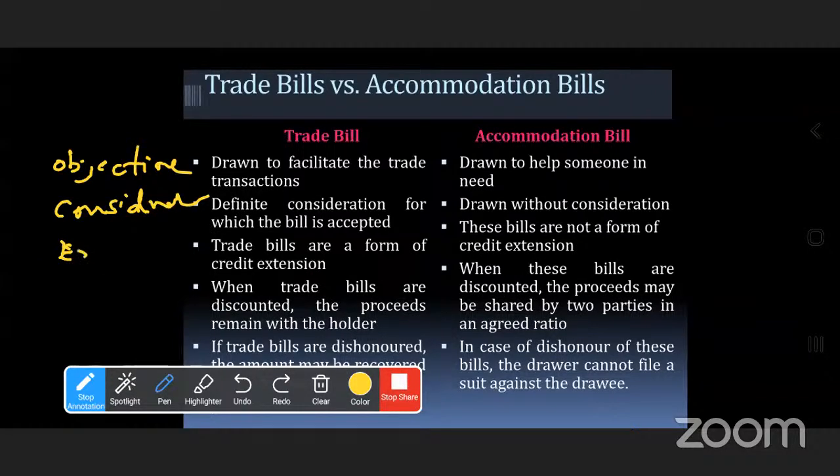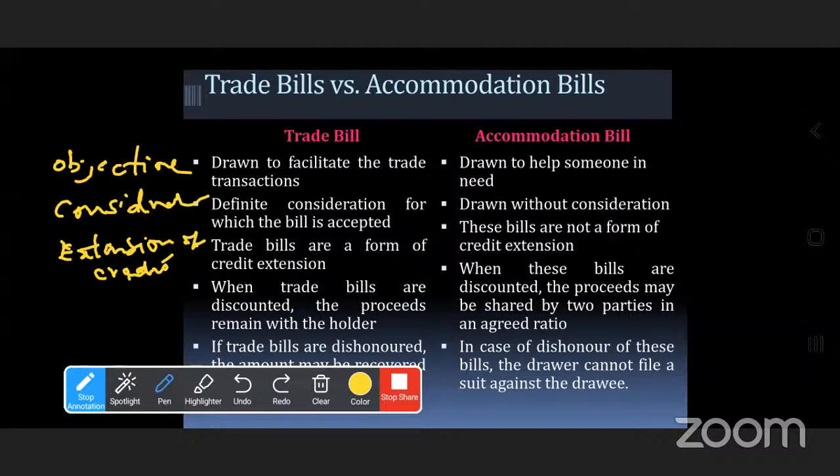The other parameter is extension of credit. Trade bills are a form of credit extension. When the purchaser is not in a position to pay for the goods in cash at that particular time, they will be extending the credit to pay the amount on some other date. Understood? Coming to the accommodation bills, these bills are not a form of credit extension.